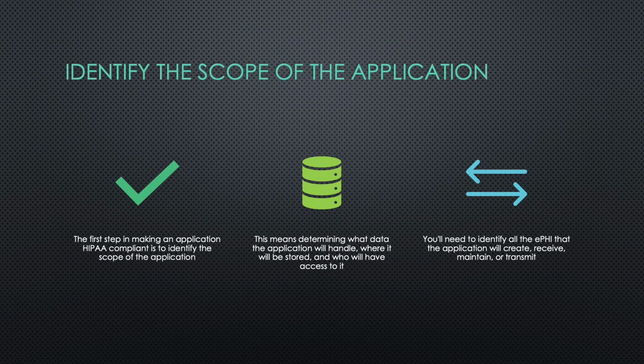Identify the scope of the application. The first step in making an application HIPAA compliant is to identify the scope of the application. This means determining what data the application will handle, where it will be stored, and who will have access to it. You'll need to identify all the ePHI that the application will create, receive, maintain, or transmit.